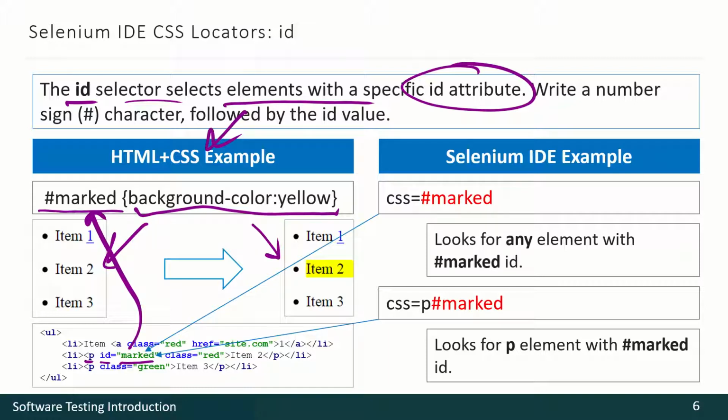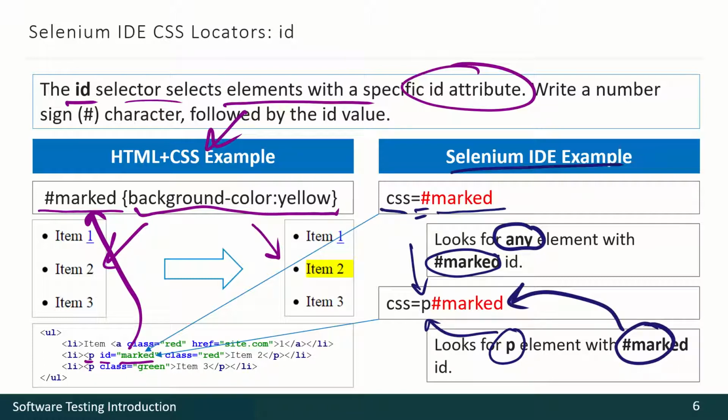How can we use it in Selenium IDE? We write CSS locator, we write the sharp sign here and the ID value. So this looks for any element with such ID. We may also use an element name, so this looks for a p element with such ID value. And here it is. And here it is.